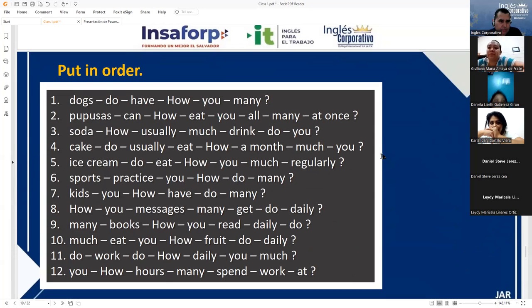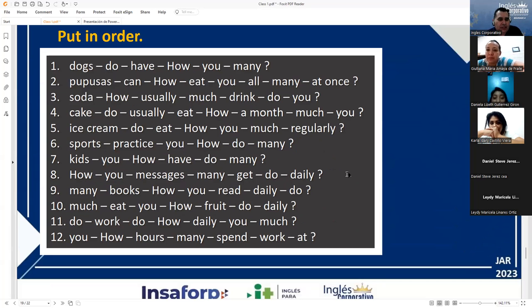Put in order. How do you put this one in order? How many dogs do you have? Excellent. How many dogs do you have? Number two.